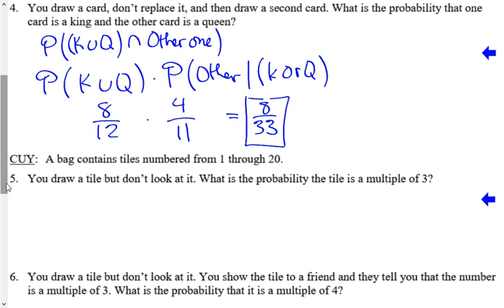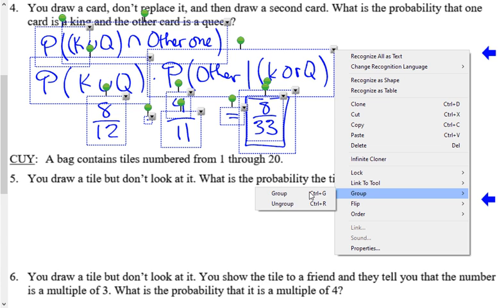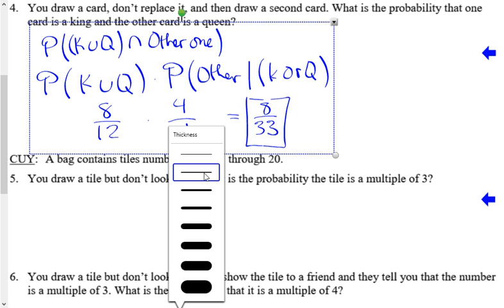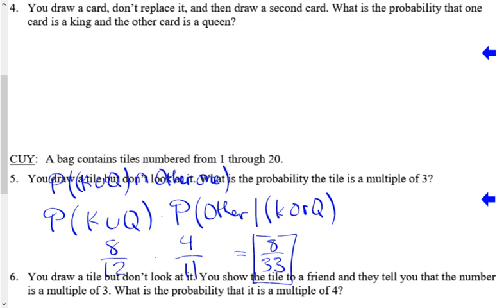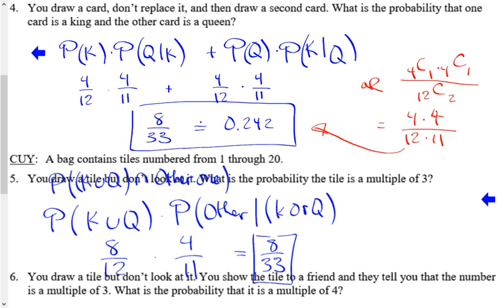Okay. I'll just group this. It's readable. And just move it out of the way for the moment. So here's another way we could have done it. We could have said, well, what's the probability I get a king and then a queen? Or means add the probability of getting a queen and then a king. So we do end up with the same result, the 8/33. So either way would work.